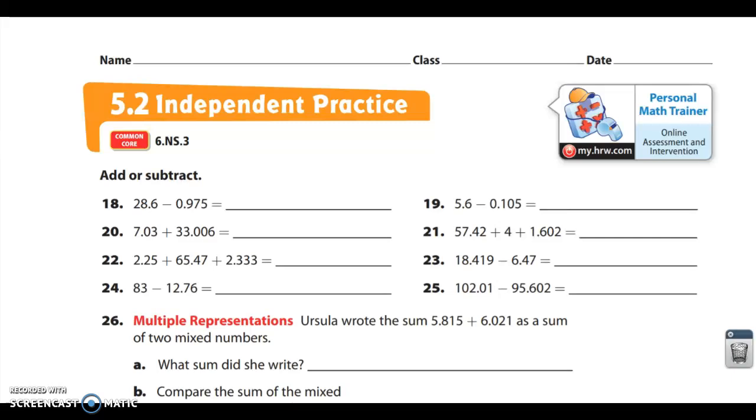All right, this is the lesson 5.2 independent practice. This is page 117. And this video is going to add and subtract decimals.